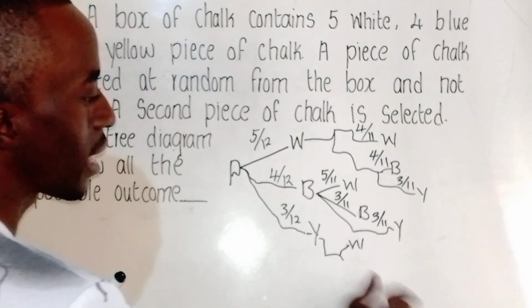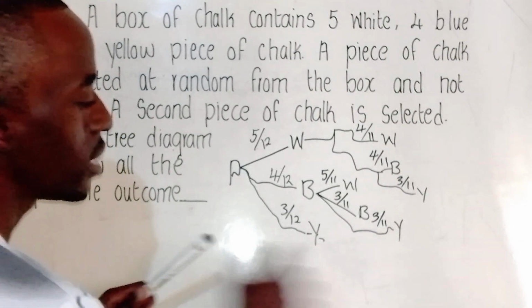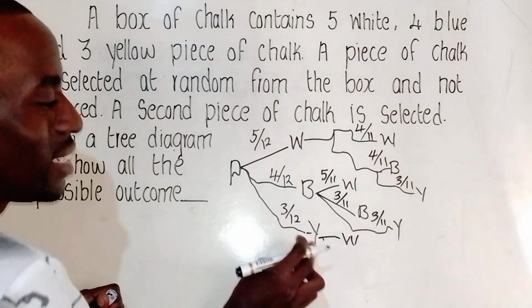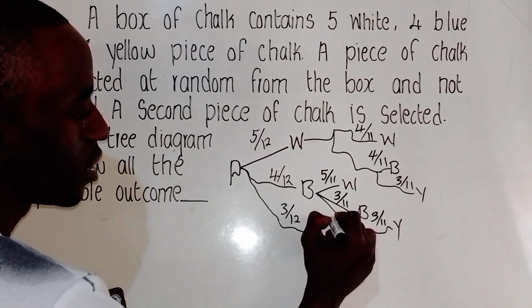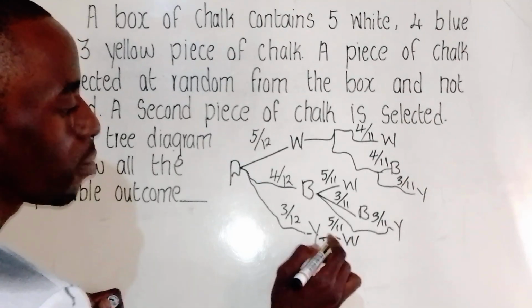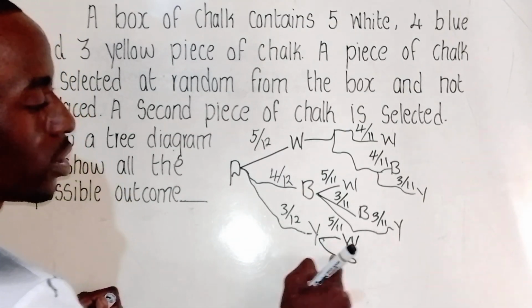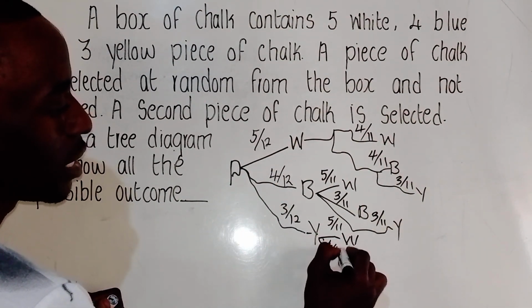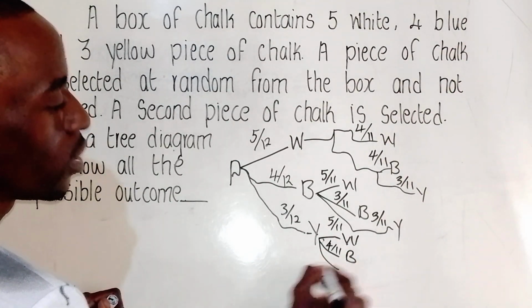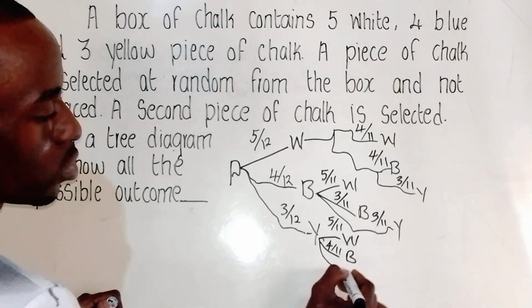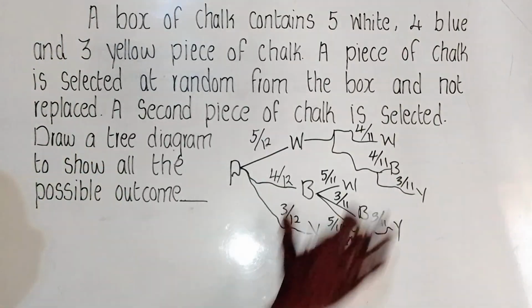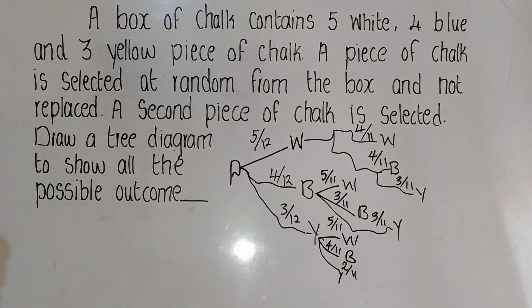Now for this one, again for white, we do the same. What are the chances of picking white? Since we're only interested in picking yellow, it is 5, so 5 over 11. How about the chances for picking the blue? We're only interested in picking the yellow, so for the blue it is 4 over 11. How about for the yellow? The number has to reduce, so it will be 2 over 11. So this is how you're supposed to solve this question.